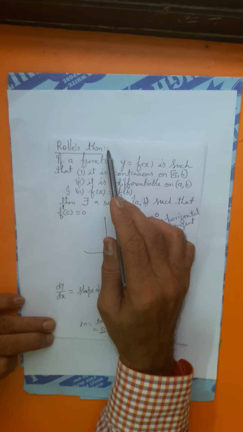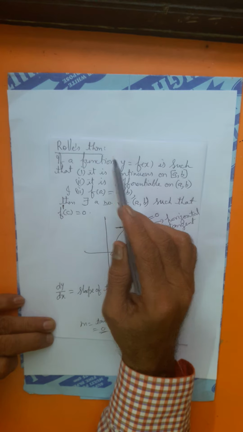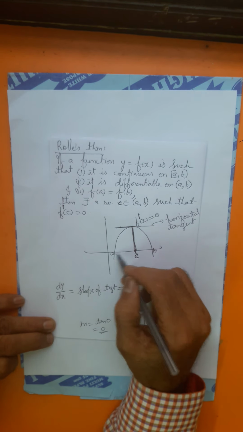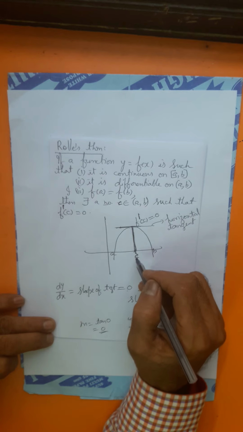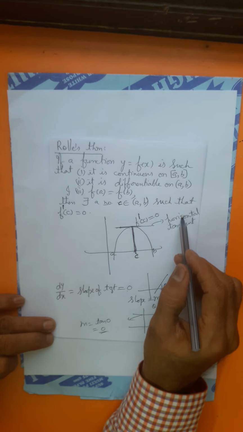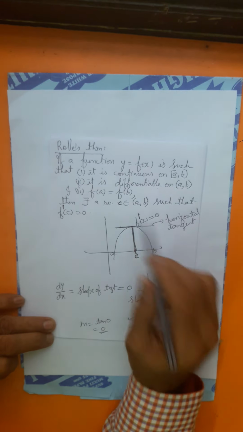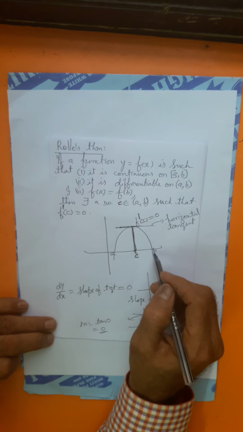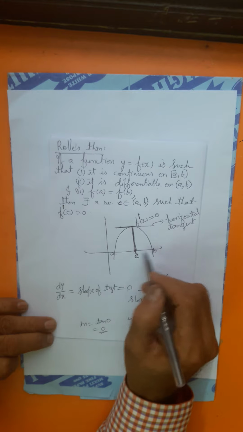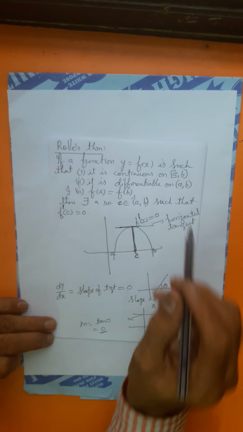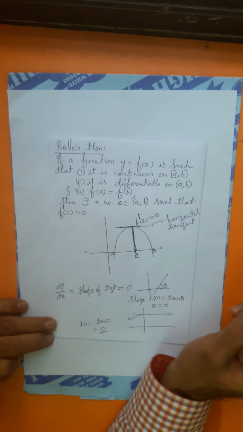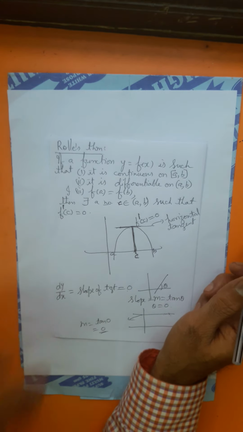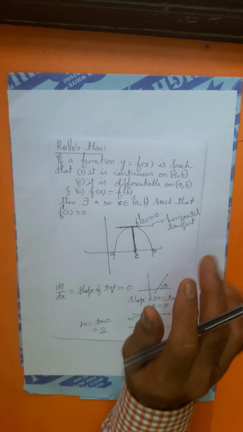So Rolle's theorem geometrically gives a message that there exists a number c between a and b, in the interior of the interval, the open interval (a, b), for which we have a horizontal tangent at x equal to c. Okay, this is Rolle's theorem.